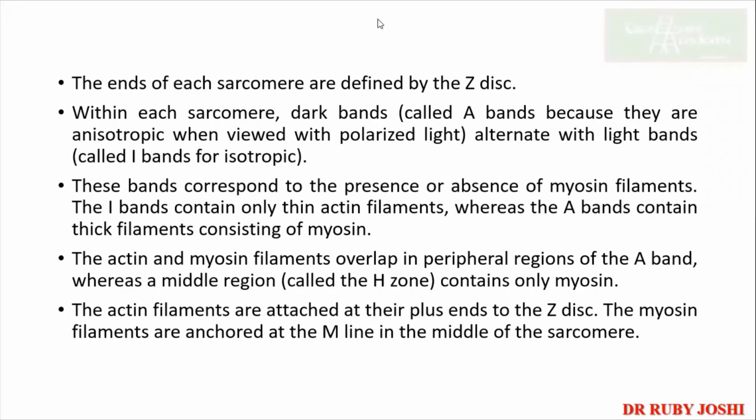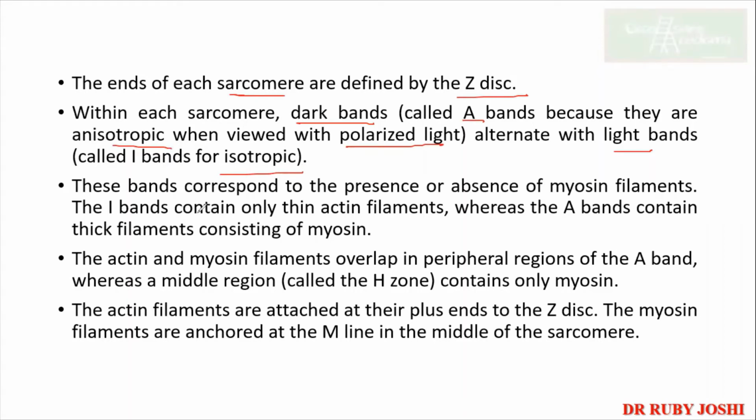So now here each contractile unit is also known as a sarcomere. The ends of each sarcomere are defined by the Z disc, and each sarcomere is going to have dark bands and light bands. Dark bands are called A because they are anisotropic when viewed under polarized light. इससे वो dark दिखेगा, ठीक है? And then light bands are isotropic.